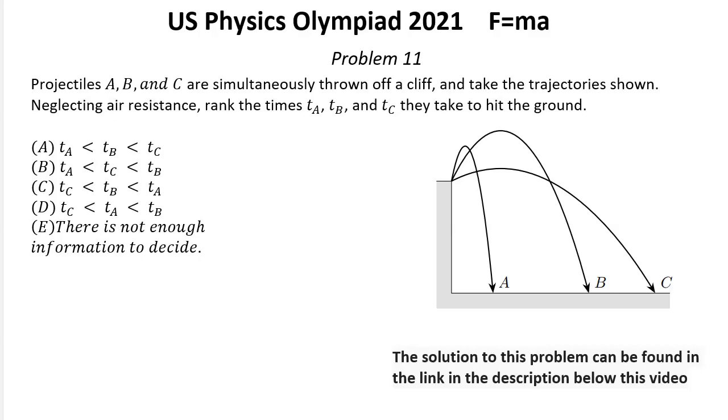In our case, the highest trajectory is B, the next one is A, and the lowest is C. So it means that the correct answer is D. That was a solution for problem number 11.